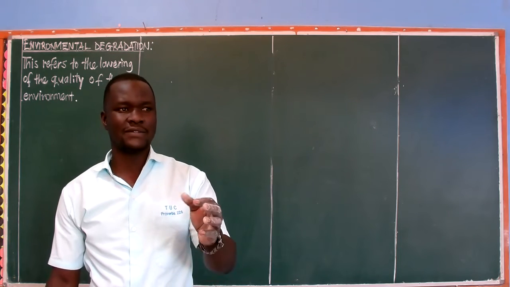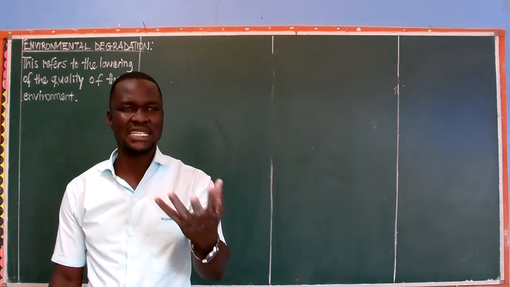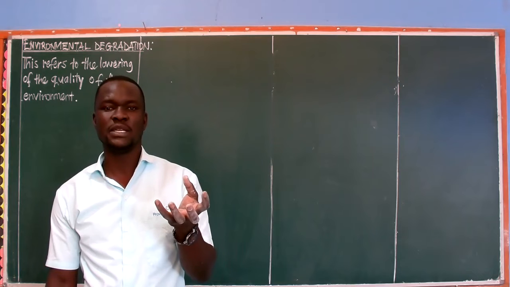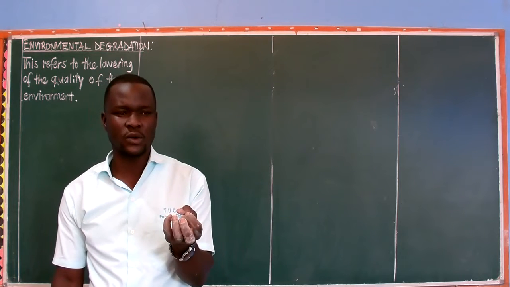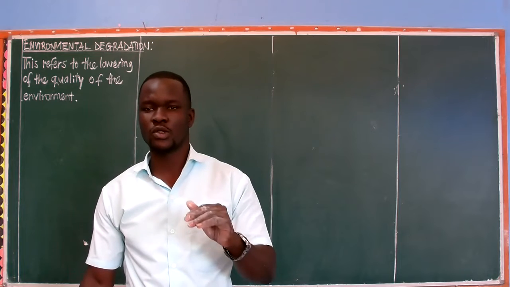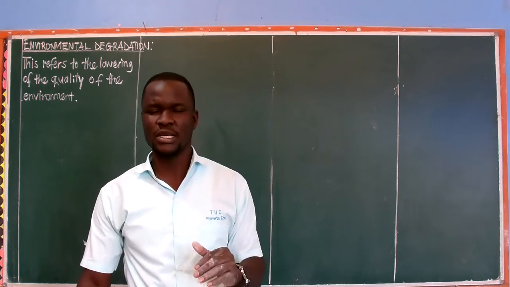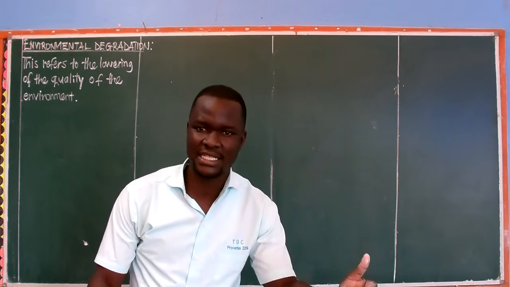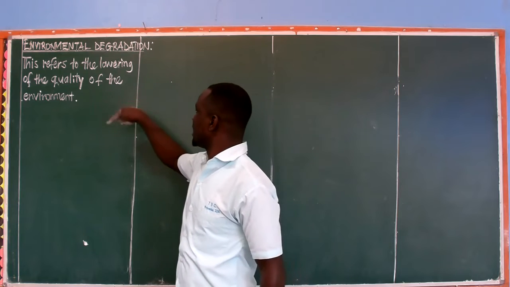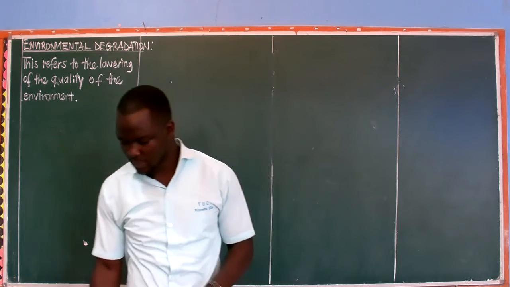We shall have environmental degradation. We can also have land degradation. We can have swamp degradation. When we have such, we look at whose quality is being lowered, the quality of a swamp. So it comes to what we call swamp degradation. We have land degradation, which means the lowering of quality of land. Here we are looking at environmental degradation, the lowering of quality of the environment. That's how we answer these questions.